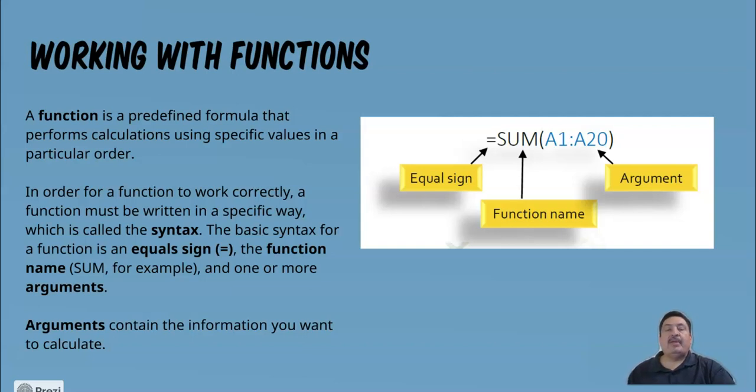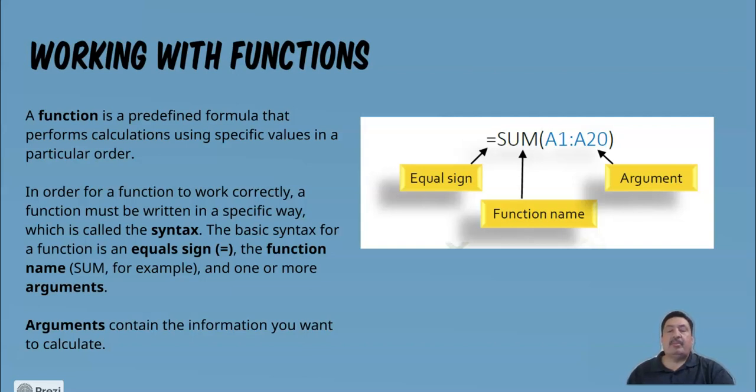In our example that we have here, we'll start with that equal sign. We'll put in our function, SUM, and our argument, which we wanted to sum or add from A1 through A20. And then you'll get your answer of what information is located in those cells.